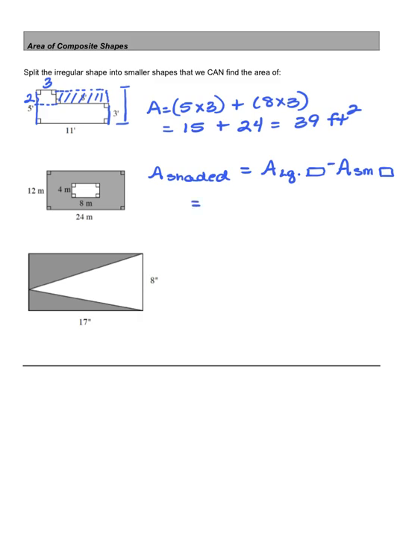Well, the large rectangle is a 12 by 24, length times width, and we're going to take away the small rectangle, which is 4 times 8. 12 times 24 is 288 minus 4 times 8, which is 32. And so our final area is 256 square meters.